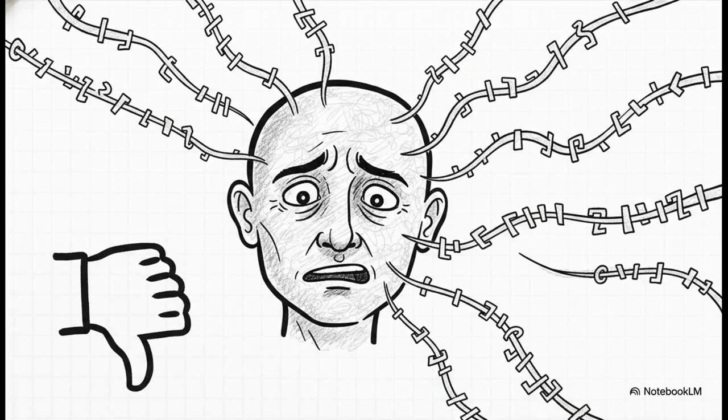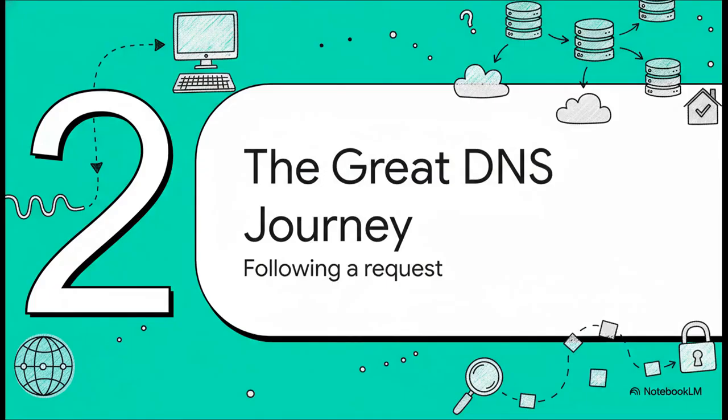Just try to imagine for a second having to memorize dozens of those IP addresses just for your favorite websites. It'd be a total nightmare. The internet as we know it just wouldn't work. DNS does all that heavy lifting so we don't have to. Okay, so let's actually follow a single request and see how this translation happens. We're going to trace its incredible path from the moment you hit enter all the way to its final destination.